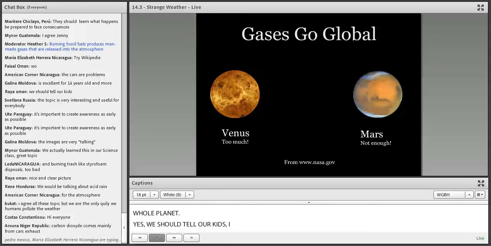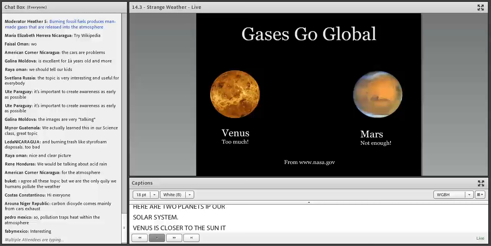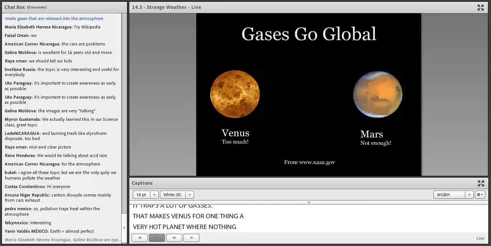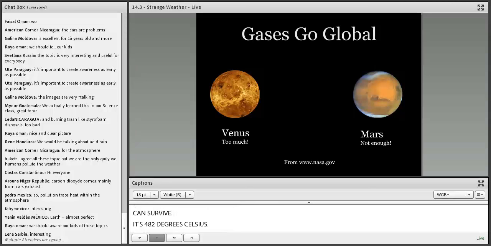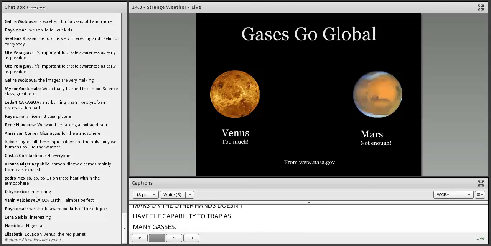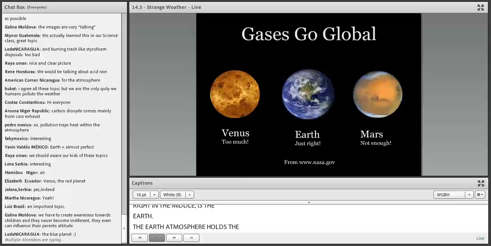Here are two planets in our solar system. Venus is closer to the sun. It has a constant cloud covering, so it traps a lot of gases. That makes Venus, for one thing, a very hot planet where nothing can survive. It's 482 degrees Celsius. Mars, on the other hand, doesn't have the capability to trap as many gases. It's 55 degrees below zero. However, nice and cozy, just right in the middle, is the Earth. The Earth's atmosphere holds the air we breathe, and it makes our climate moderate compared to other climates.